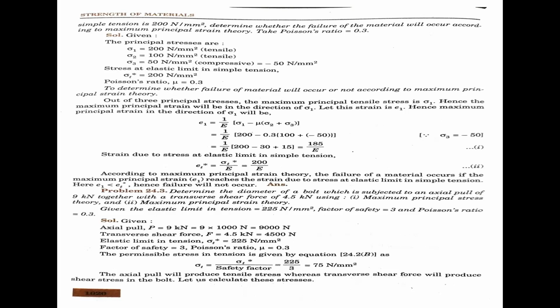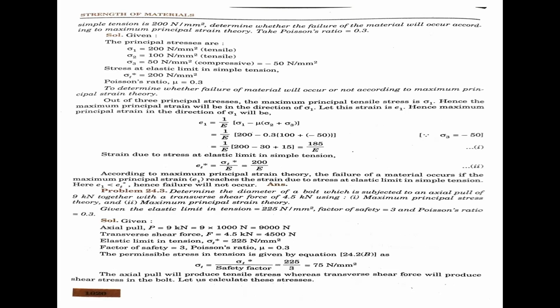Write the given data. Axial pull, that is the load, 9 kilonewtons, that means 9000 newtons, and transverse shear force equal to 44.5 kilonewtons, converted to newtons, and elastic limit in tension sigma suffix T star equal to 225 Newton per mm square, that is the elastic limit. Factor of safety is given as 3. Poisson's ratio mu equal to 0.3.